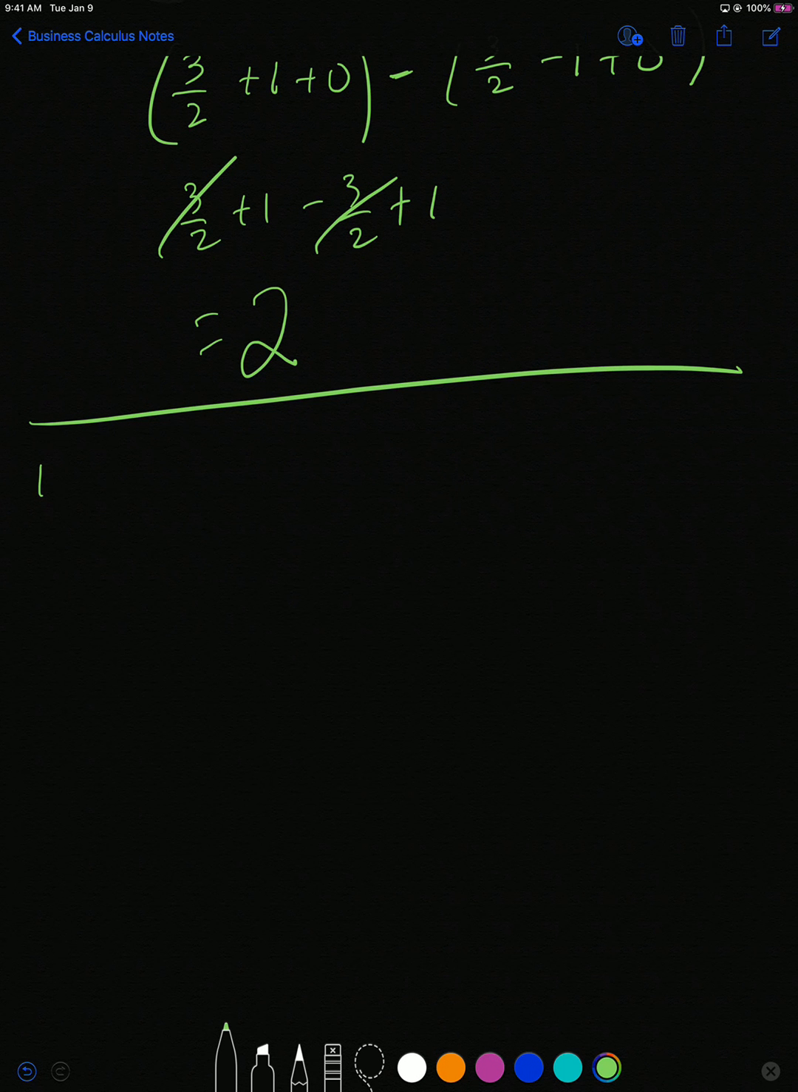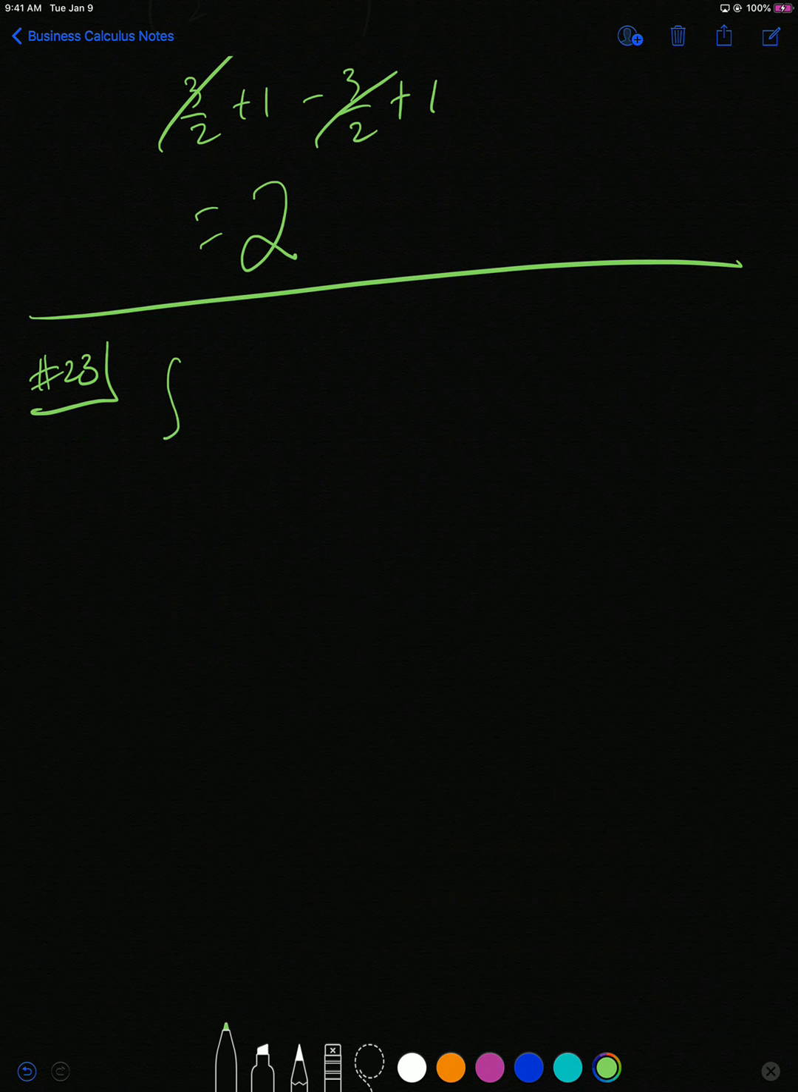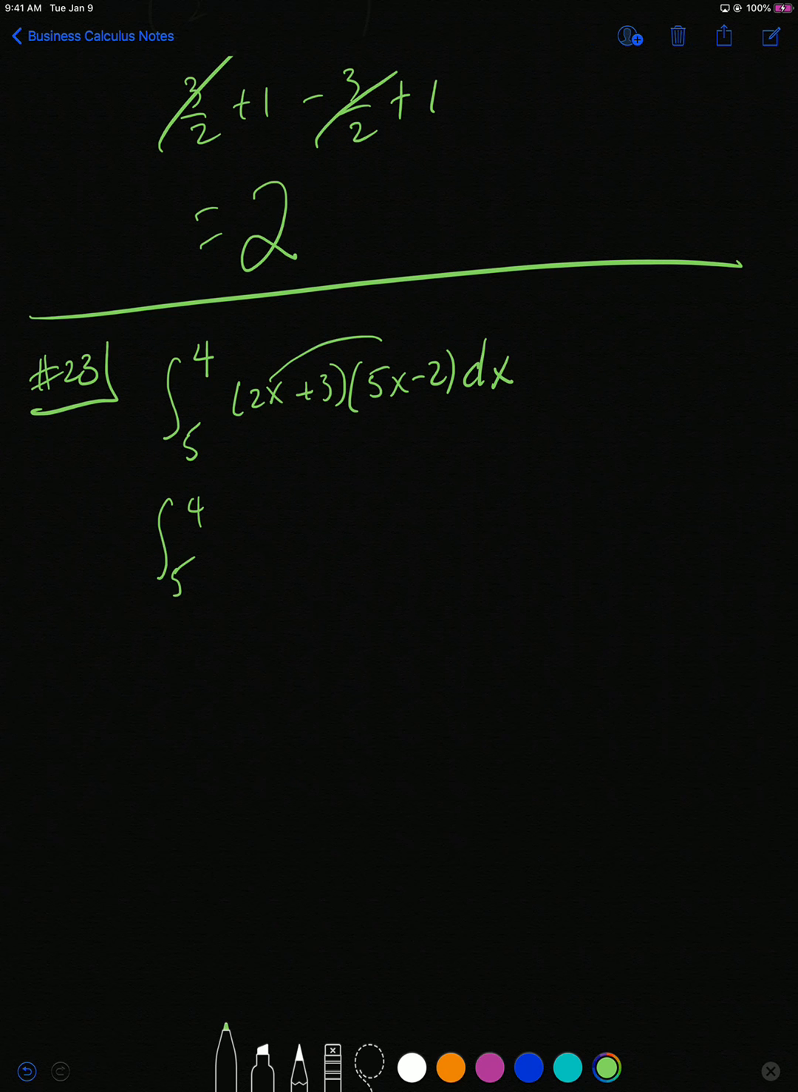Number 23. I have the integral from 5 to 4. Notice that the larger number is down here. The rules don't change though. So that's 2x plus 3 times 5x minus 2 dx. Before I can integrate, I have to simplify. So that's going to be 10x squared minus 4x plus 15x minus 6.